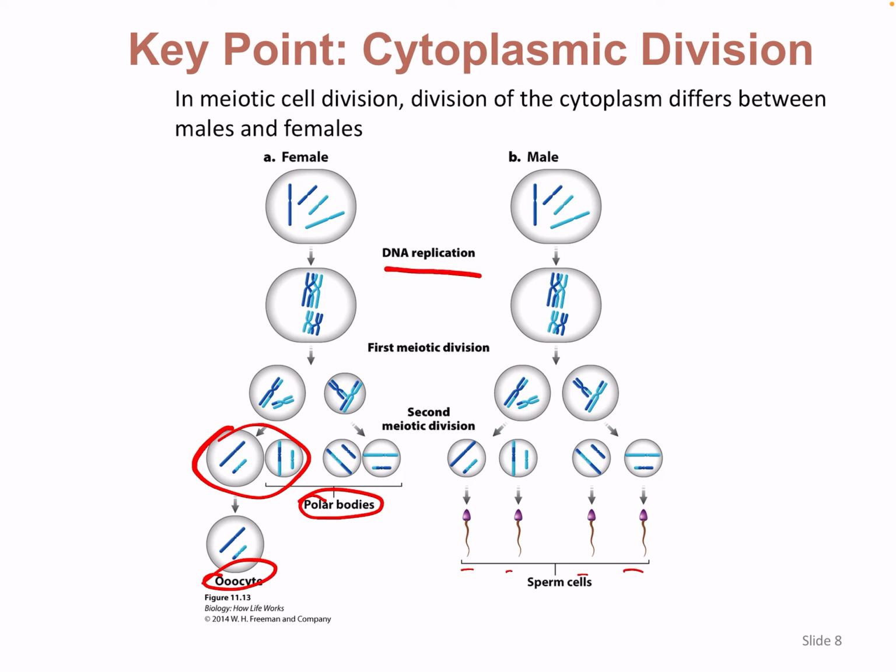So again, we have our first stage of DNA replication. We both have that first meiotic division. Then the second meiotic division differs, as one becomes our polar body, and one becomes the oocyte and another polar body.